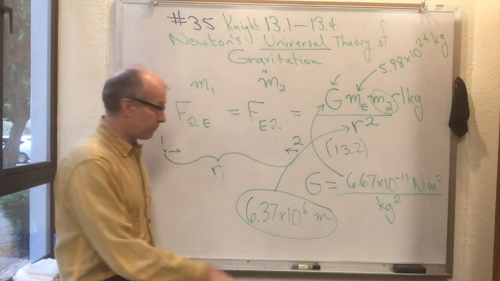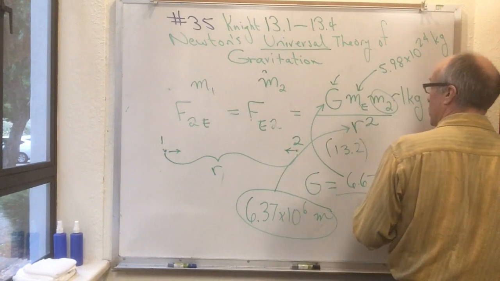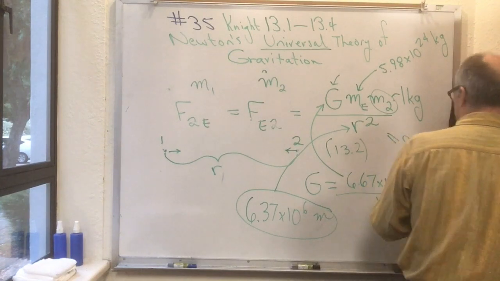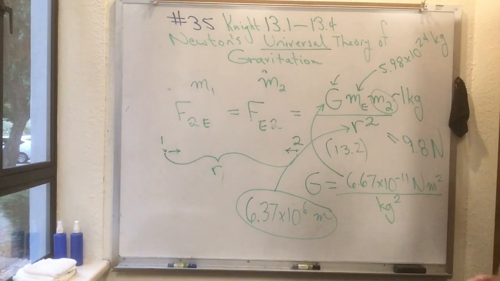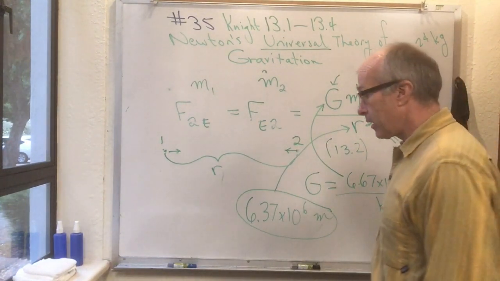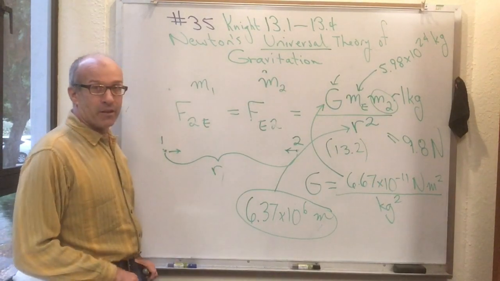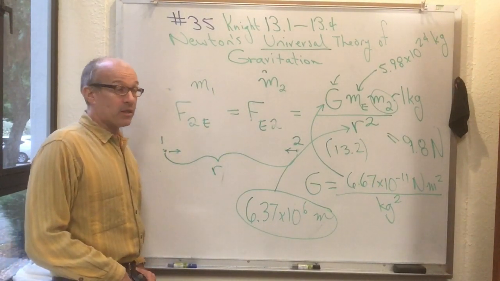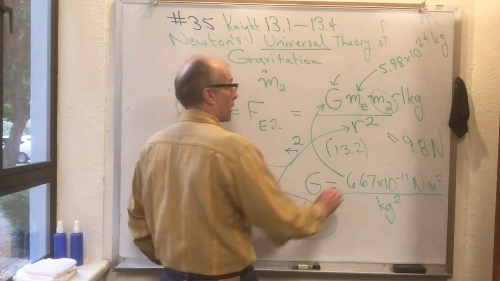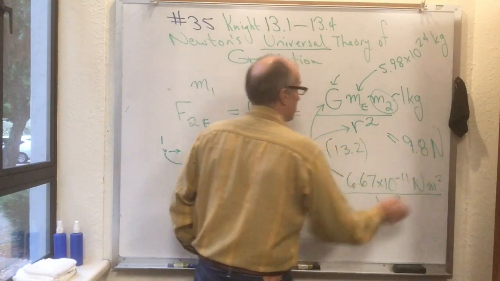Okay, well, I did it. And I got 9.82 newtons. Let me just round that to 9.8 newtons. Does that sound familiar? What thing has come up as 9.8 over and over again in this course? It's what we call the acceleration due to gravity. It's actually not a coincidence at all that if you plug 1 kilo into this, you get 9.8 newtons.